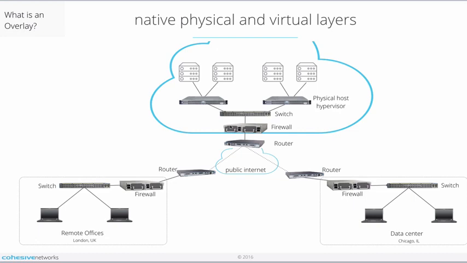Each switch is connected to a firewall, then to a router, and this edge router provides the cloud's connectivity to the internet. All three sites have connected to the internet by switches, firewalls, and routers. All three topologies are made up of a combination of physical and virtual devices, multiple layers, and different types of virtualization. We call this setup the native layer.